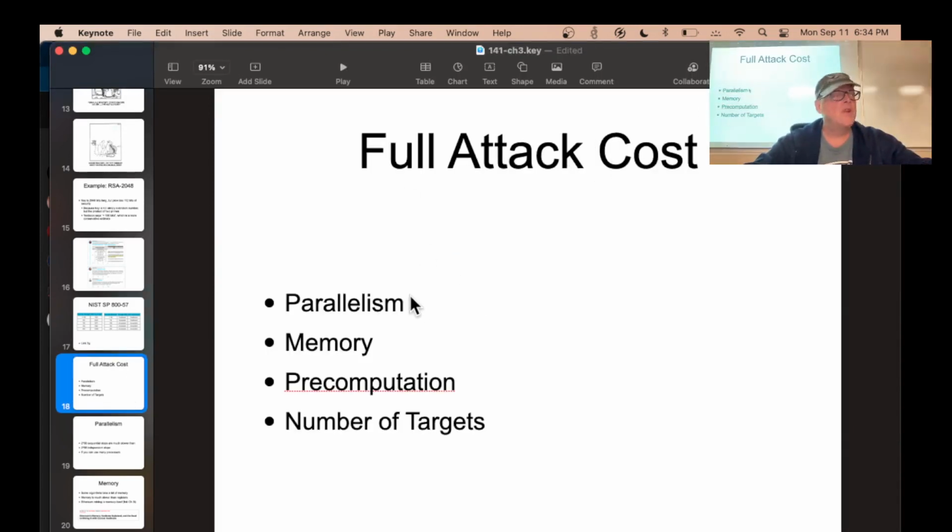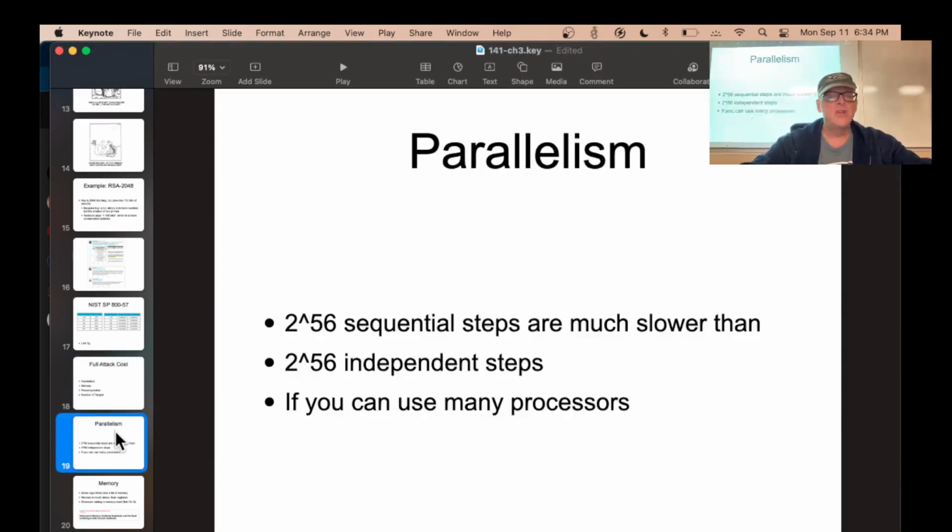Issues are whether your attack can be parallelized and whether you can do partial pre-computation and so on. So parallelism shows if I have 2 to the 56 sequential steps, that's much slower than 2 to the 56 independent steps. Because if it's independent, you can use many processors or maybe a GPU or a TPU, and so it'll be much faster.